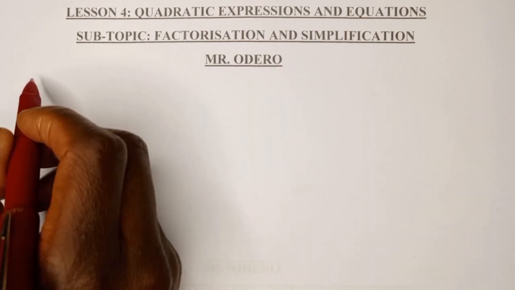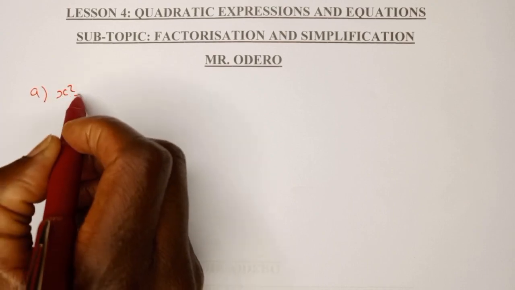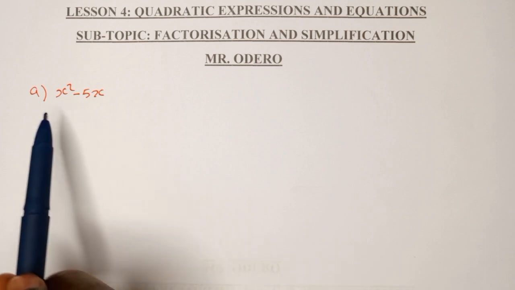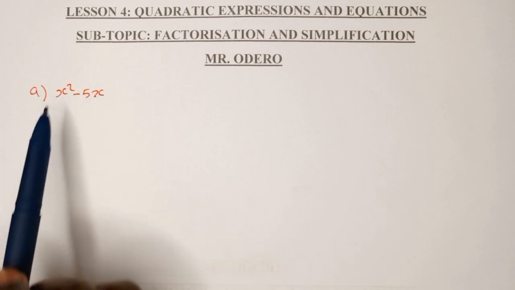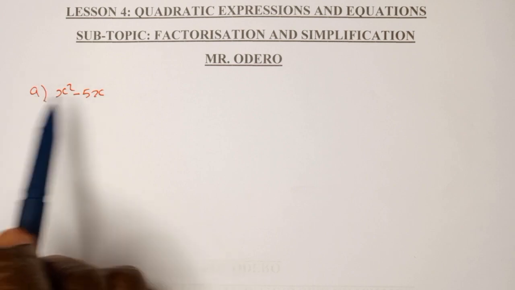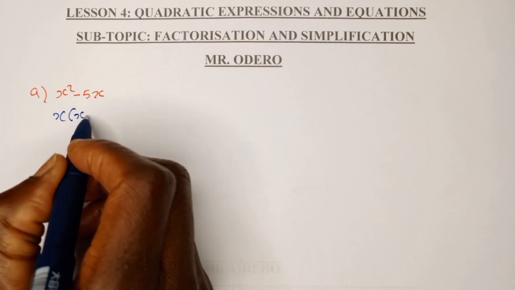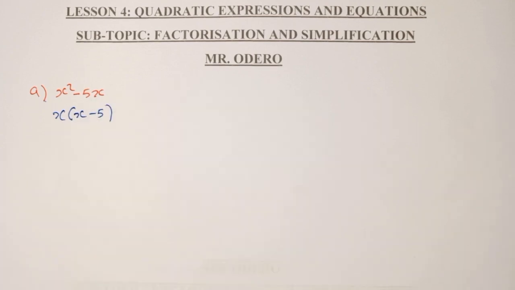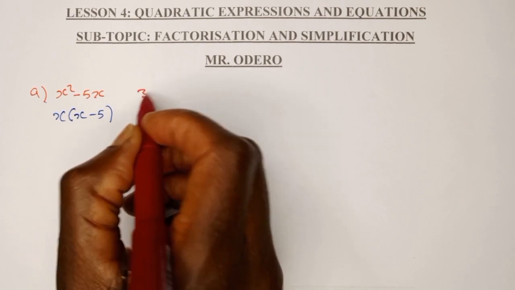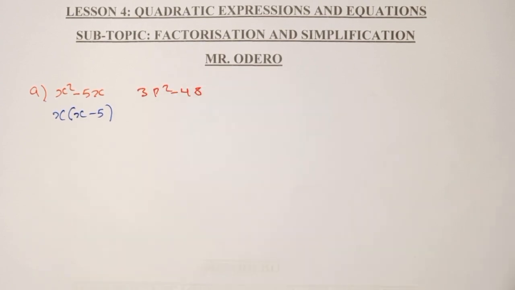So for example, I have this expression, x squared minus 5x, and I'm told to factorize. When I'm given such an expression, I check what is common between these two terms. It is x. If you factor out x, you're going to remain with x minus 5, and you are factorized. Then if I have another one, 3p squared minus 48, I'm told to factorize.